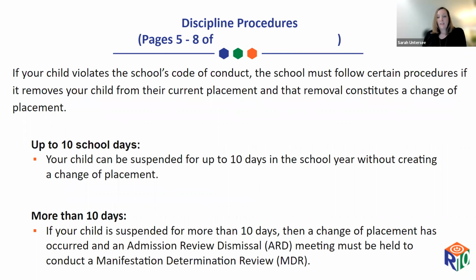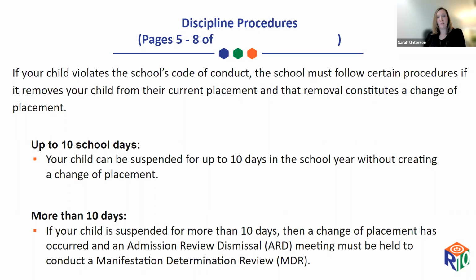The next section of the safeguards deals with student discipline. If your child violates the school's code of conduct, the school must follow certain procedures if it removes your child from their current placement and if that removal constitutes a change of placement. For up to 10 school days during the school year, your child can be suspended without it creating a change of placement.